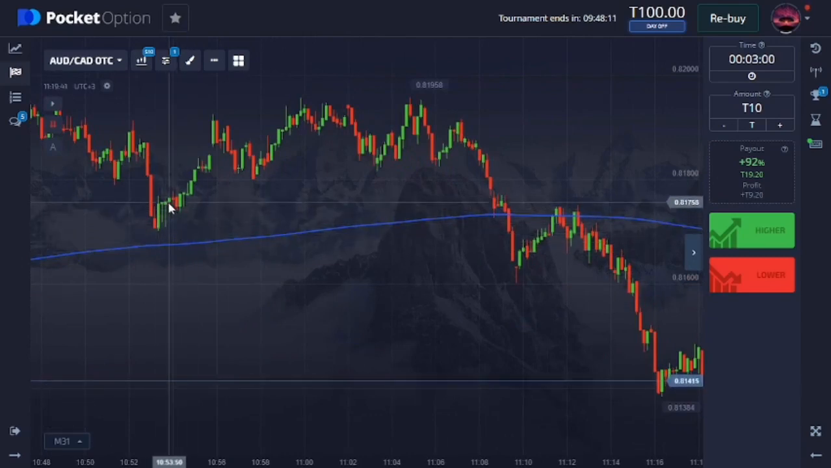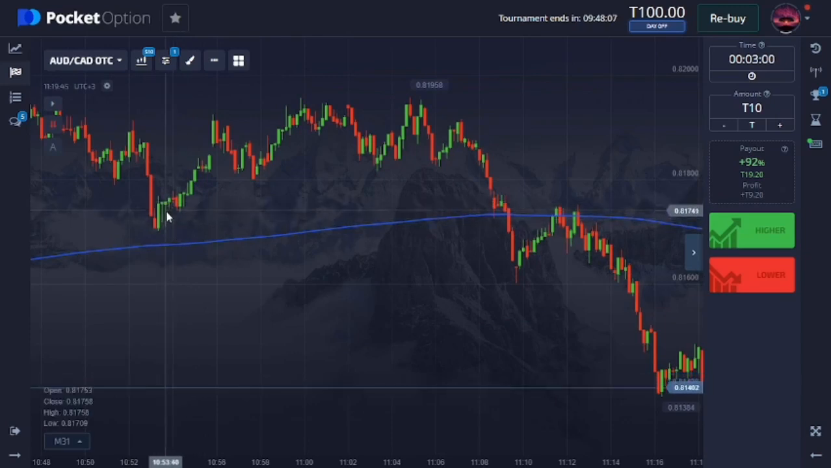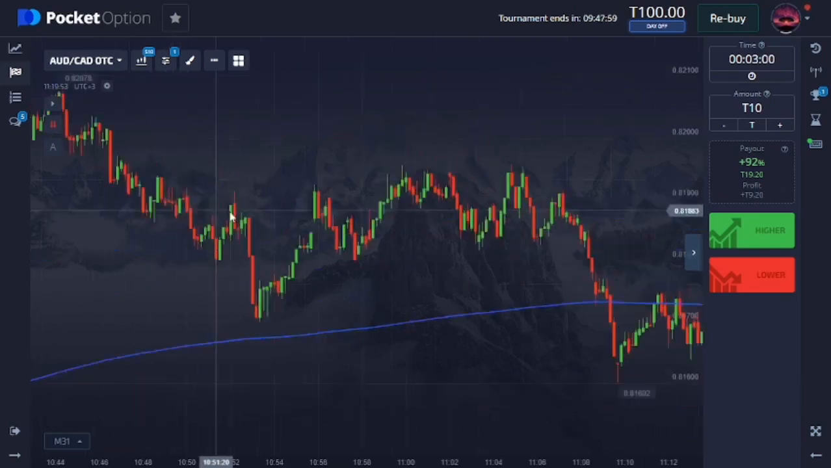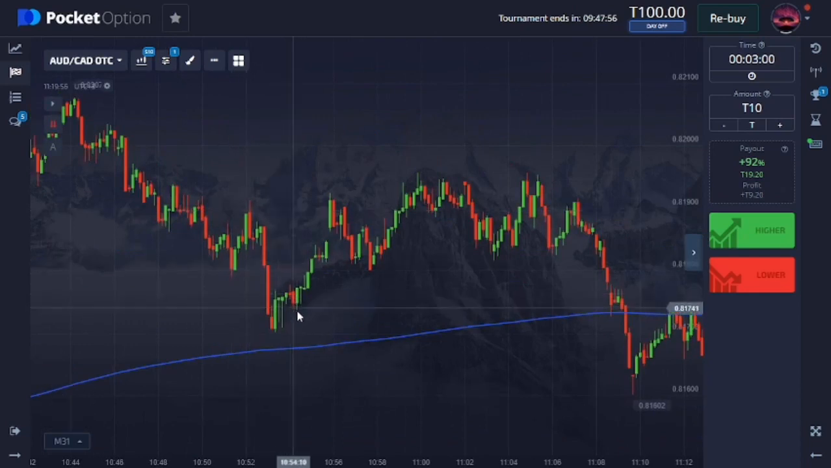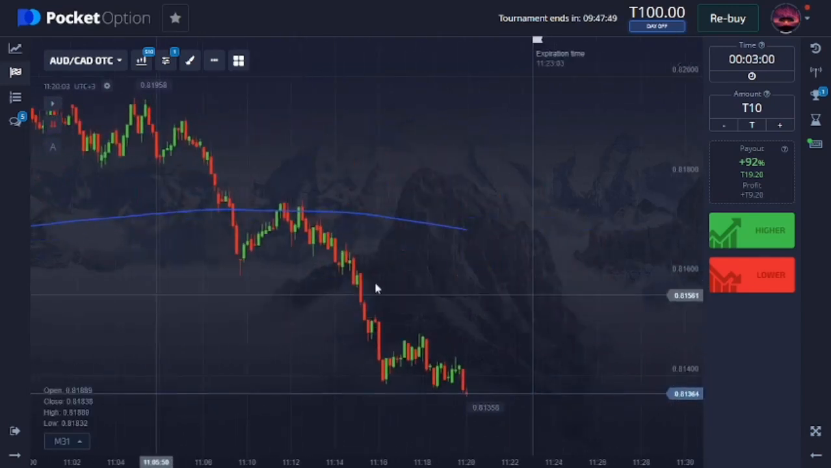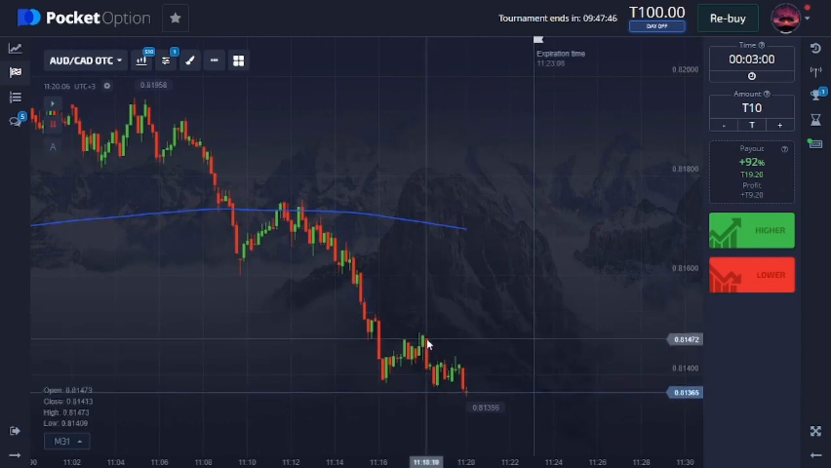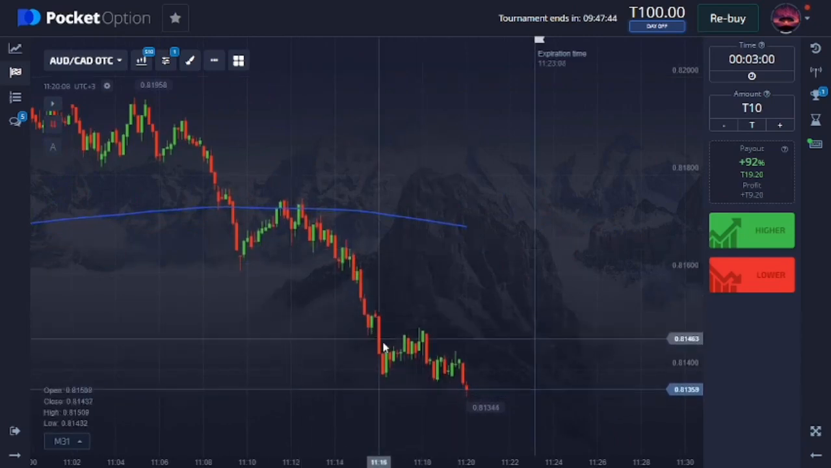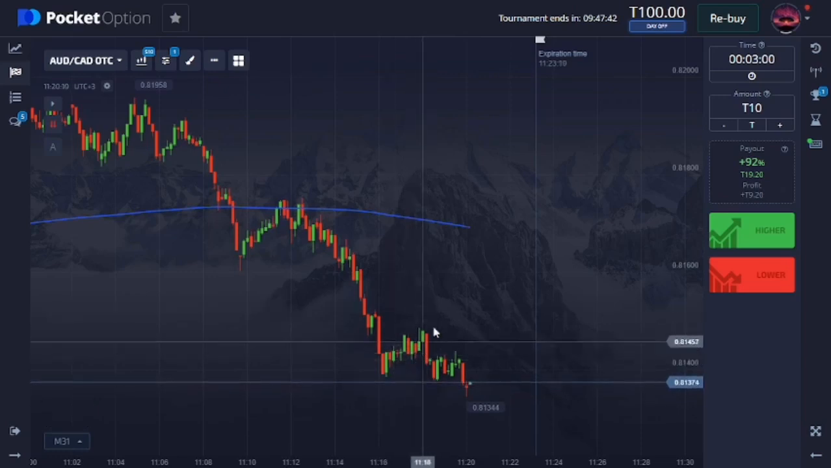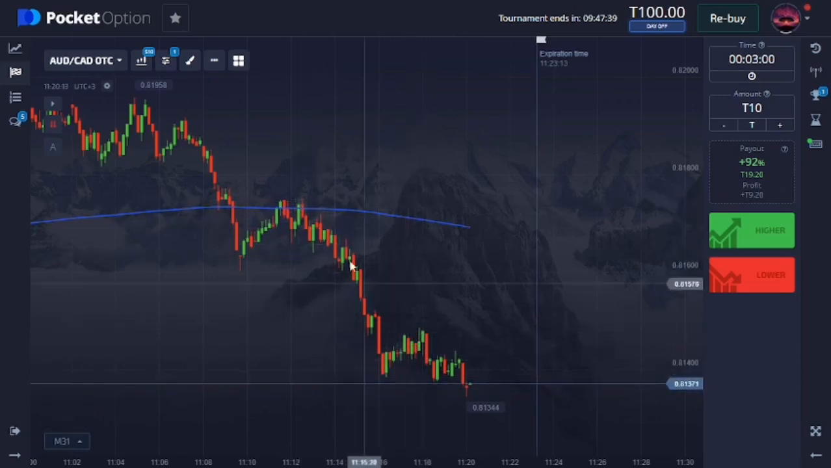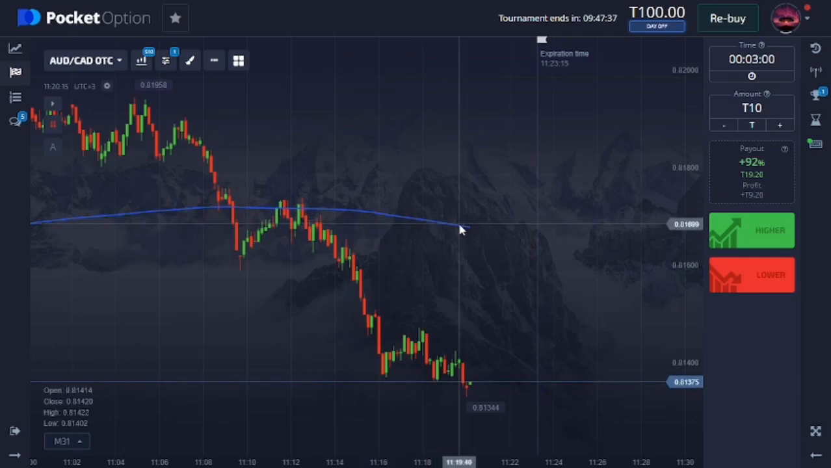Then as soon as we see a rejection to the downside movement, a bullish candle appears, as soon as we see this kind of movement, we will enter when the price pulls back. Okay, the price has pulled back right here, so we will enter there. So as you can see here, there is no significant bullish movement when the price is below this moving average.